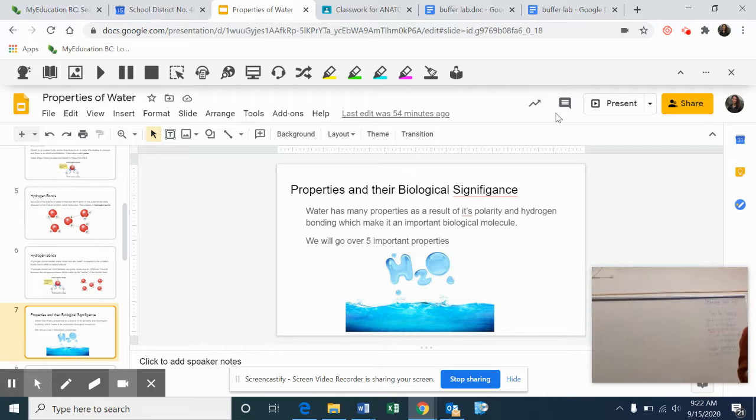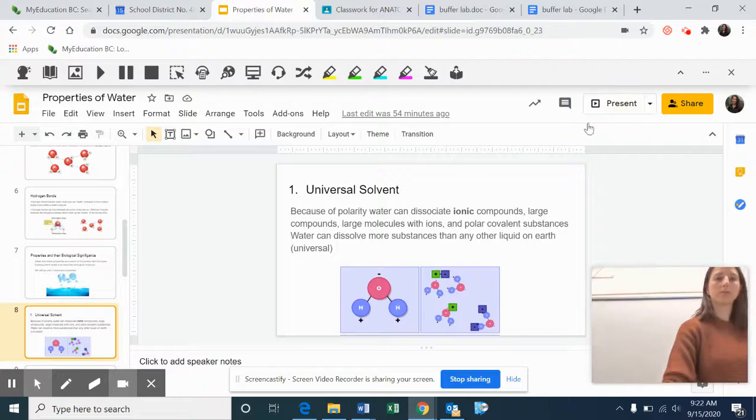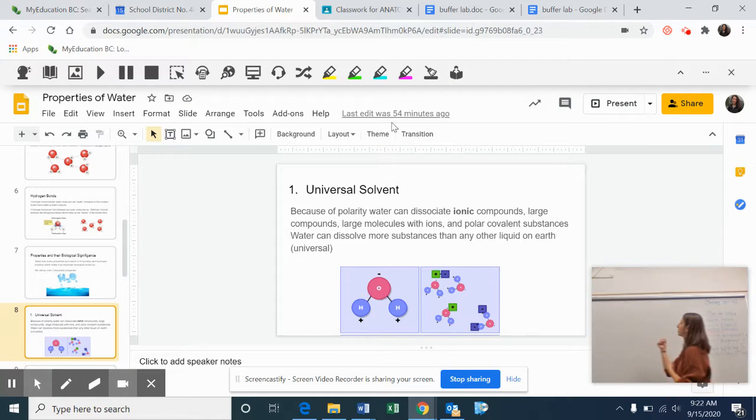All right, so water has 5 main important properties that we're going to talk about as a result of this polarity and those hydrogen bonds, and it is really important to life. Okay, so the first property, we'll try to write a little smaller so I can keep this on the board for longer, is it's a universal solvent.